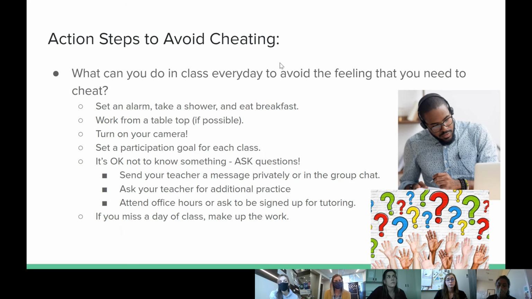Next slide, Ms. Beth. So as I was reflecting on this, if you are relying on cheating during an assessment, it makes me think that you're not feeling fully prepared for that assessment.